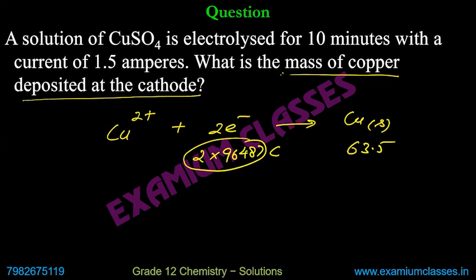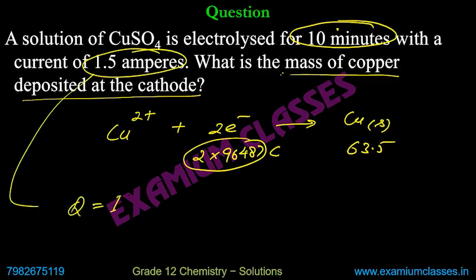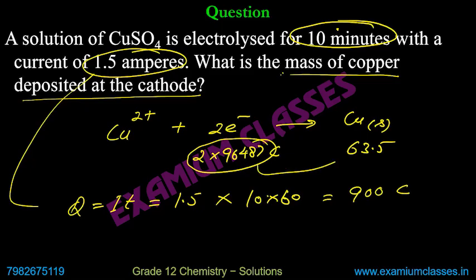Yes, correct. The charge is correct. So for that, you need to calculate how much copper this much charge will deposit. From here, you get the charge Q equals IT. I is 1.5 amperes and T is 10 × 60 seconds. Remember, time is in seconds, I is in amperes. So 600 × 1.5 is 900 coulombs. If these many coulombs deposit this much, then 900 coulombs will deposit how much? That will be the answer.